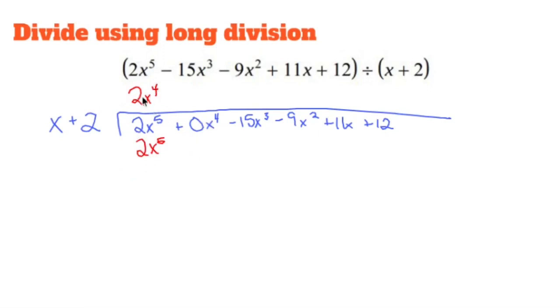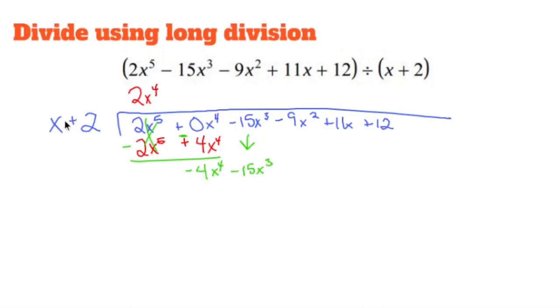However, this is going to be different. 2x to the fourth times 2 is 4x to the fourth. Just like long division, you subtract this underneath, but when you subtract this whole thing, you become a minus and you become a minus. This crosses out. 0x to the fourth minus 4x to the fourth is negative 4x to the fourth. All right. Now we drop down the next guy, negative 15x to the third, and we repeat.